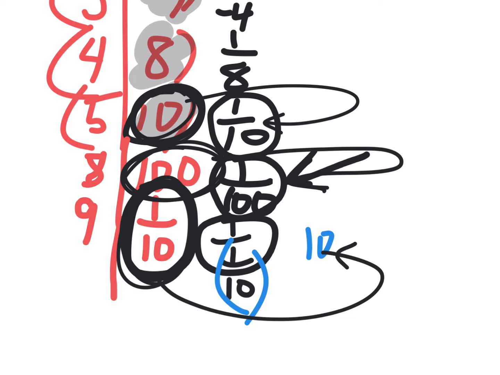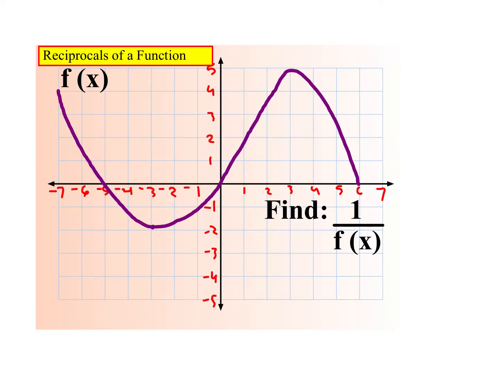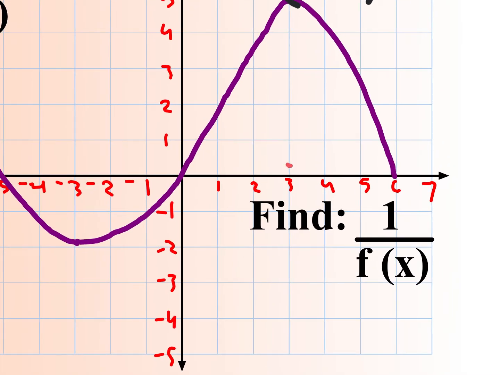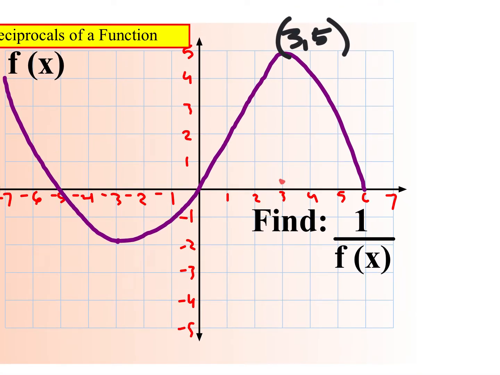Okay, so knowing that ahead of time, now I think we can go into the notes. So there is a function. Let's name a few points that it goes through. It goes through 0, 0. I think we don't need to label that one, but this one's 3, 5. I'm writing 3, 5. And the new function, the reciprocal, will be 3, 1/5. It'll be about there. When the function was really high, now it's going to be really low.